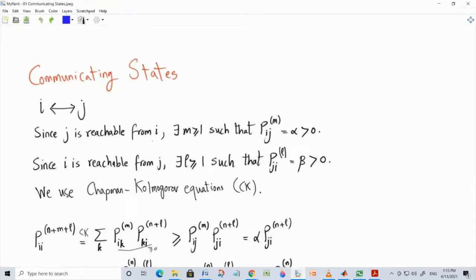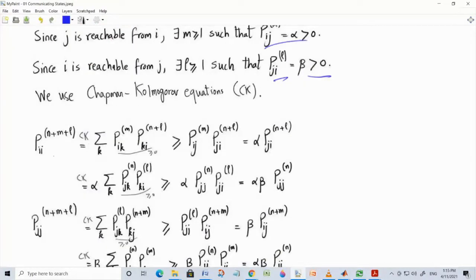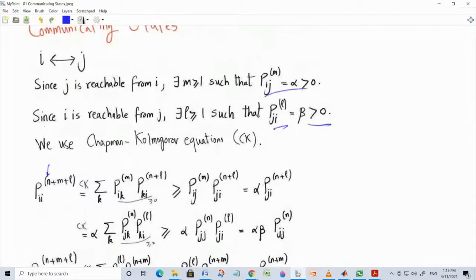So j is reachable from i if there exists an m such that P_ij(m) is strictly positive, and i is reachable from j if there exists an l such that P_ji(l) is strictly positive. Let's call this one alpha and this one beta. Last time we did this, but let's redo it. Basically, we can start with P_ii(n+l). Note that n is arbitrary, but m and l are specific.